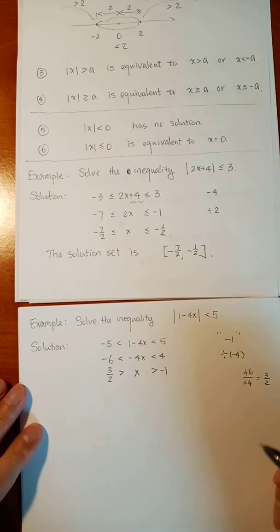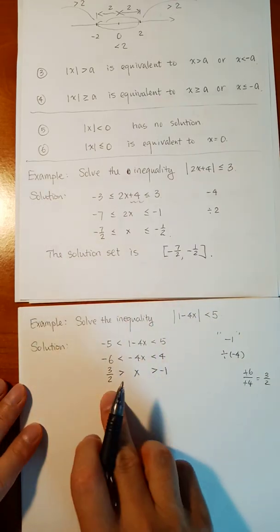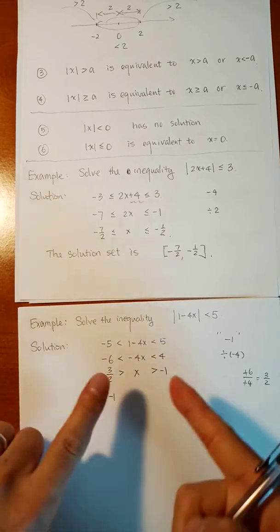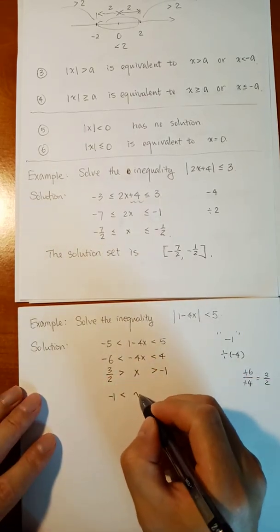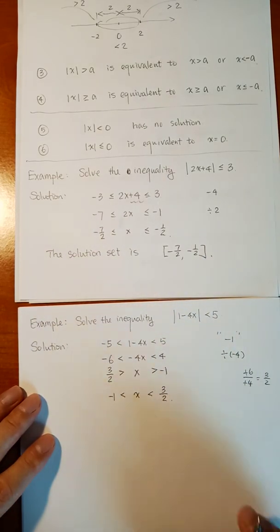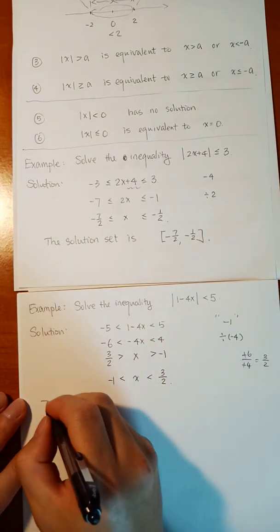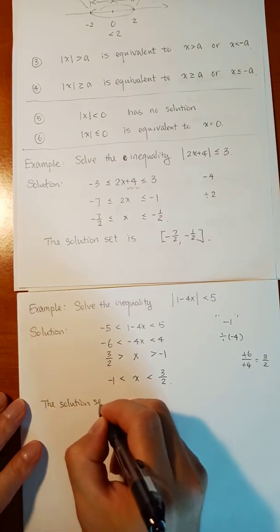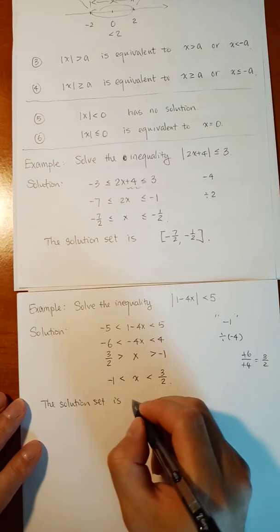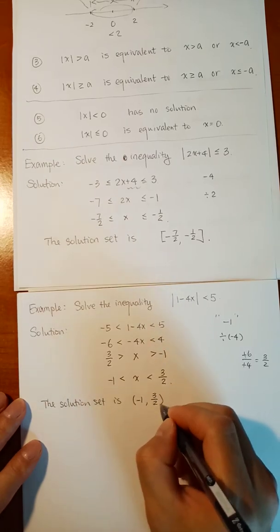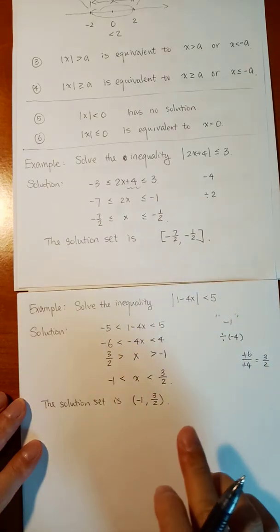See it? And then we prefer to put the smaller number first and the larger number after, so we change the direction. So -1 less than x less than 3/2. So the solution set is parenthesis -1 and 3/2.